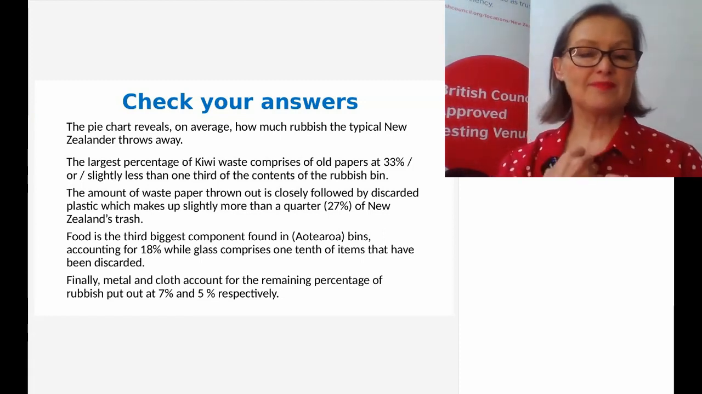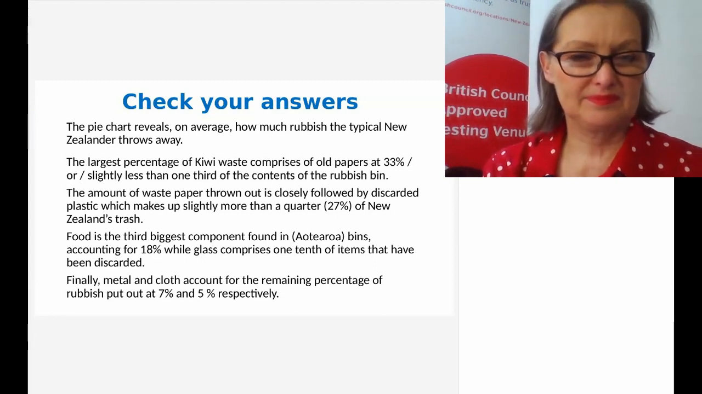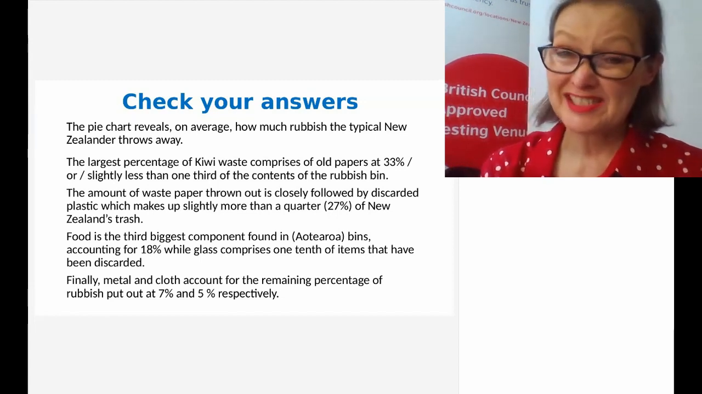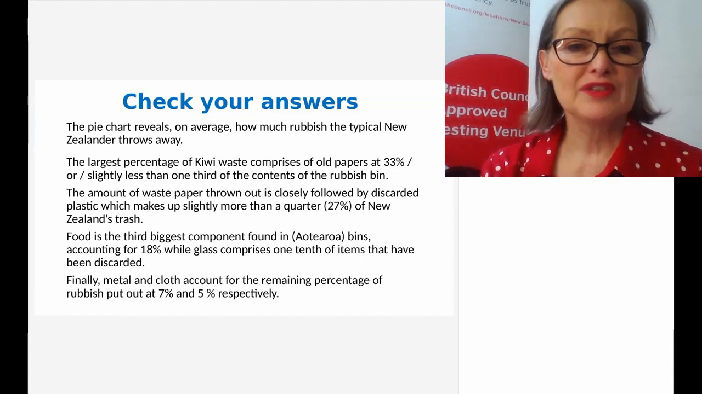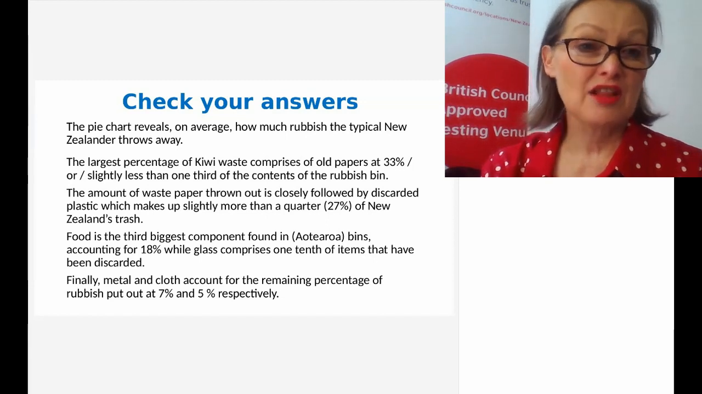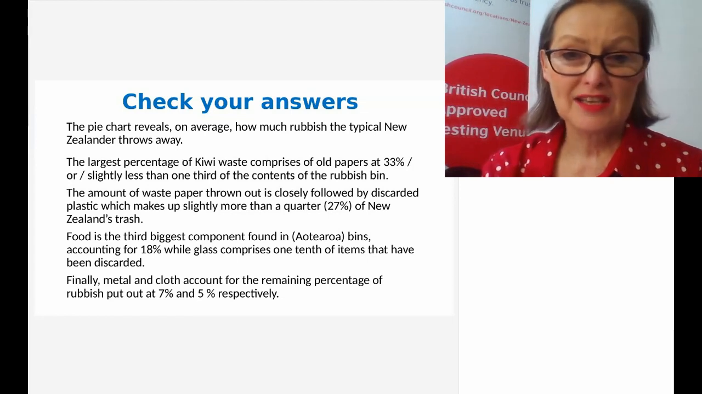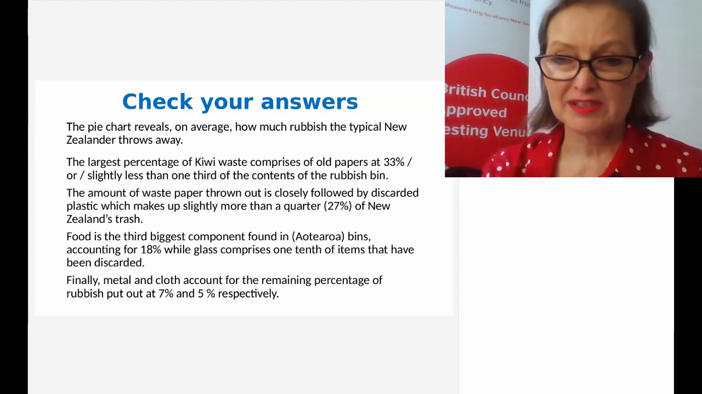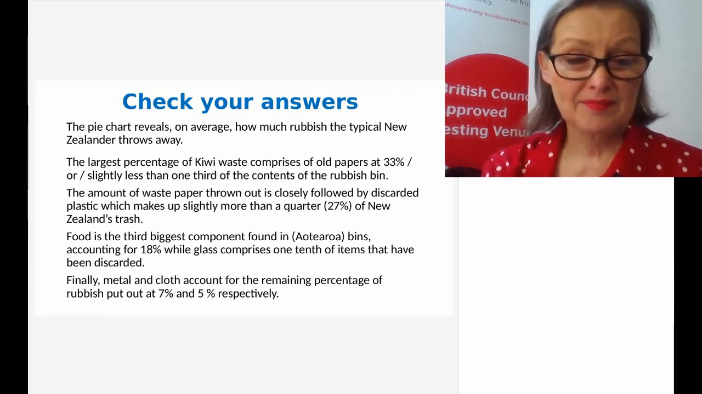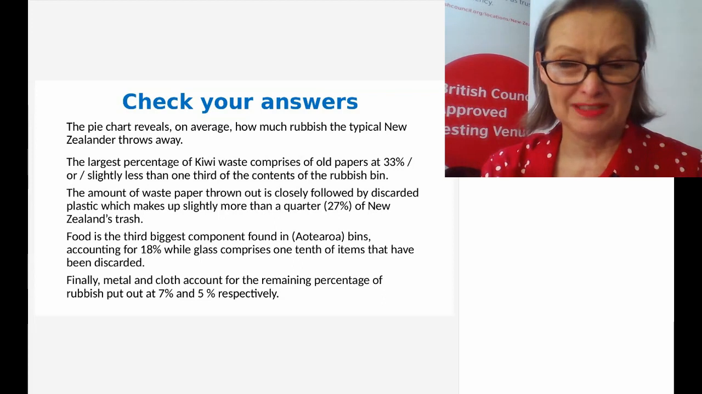So check your answers to the gap fill. I'll read that to you so you can practice your listening. The pie chart reveals, on average, how much rubbish the typical New Zealander throws away. The largest percentage of Kiwi waste comprises of old newspapers at 33%, or I could say at slightly less than 1/3 of the contents of the rubbish bin.